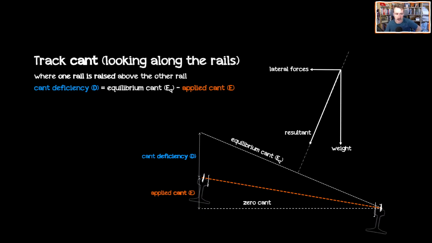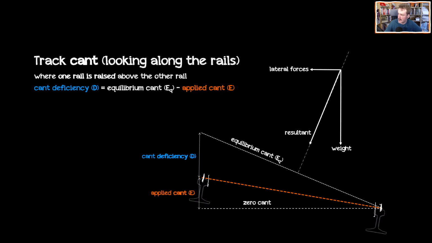So you kind of get the triangle there, and the distance is basically the height elevation from the top of the railhead on one side to the top of the railhead on the other side. So that distance is applied Cant.